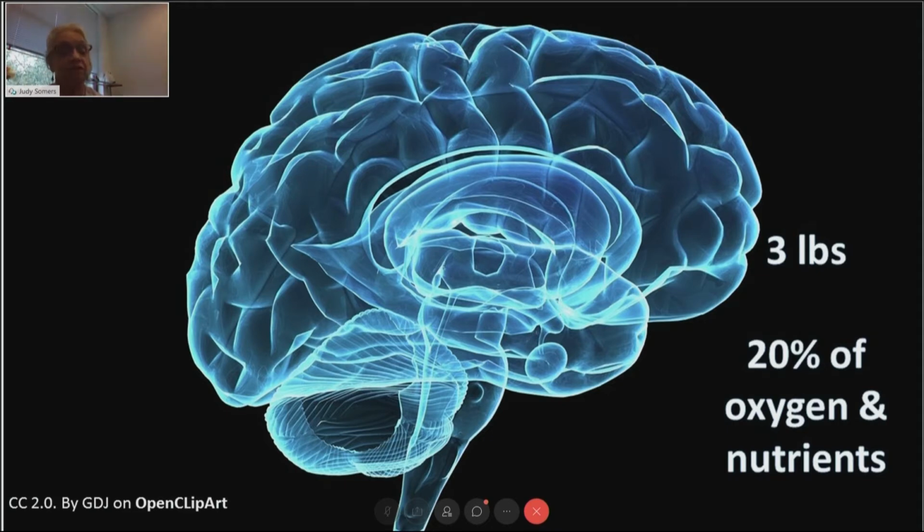I thought that was kind of an intriguing way of looking at it, and something that I hadn't thought about. I knew that it used 20% of the oxygen and the nutrients that the body receives, and I knew it was more or less 3 pounds, but I hadn't made that connection with that piece of information.